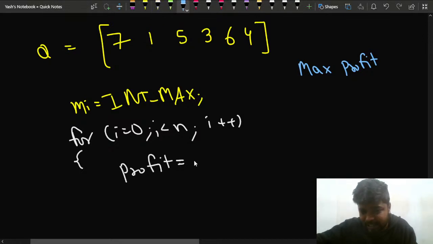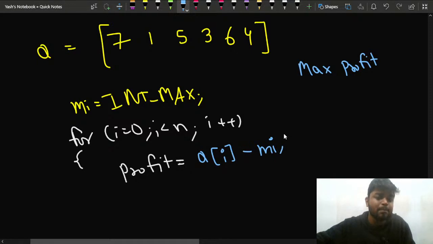The profit would be nothing but the selling price, which is the price of I, or A of I, assuming the array is A. If the price on the current day is A of I and that is my selling price, minus the minimum value that I have seen up till now, the minimum stock price that I have seen up till now, right? What would be the profit for the ith day that I would get if I were to sell this particular stock on the ith day?